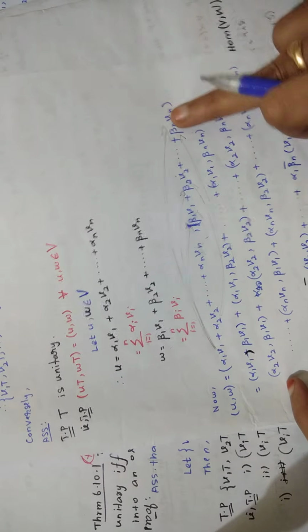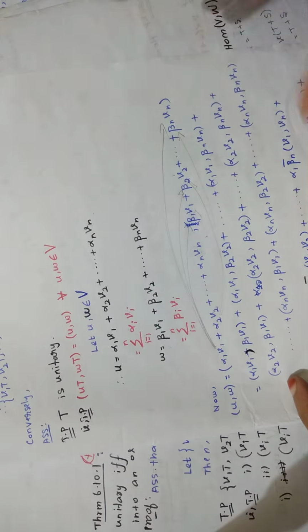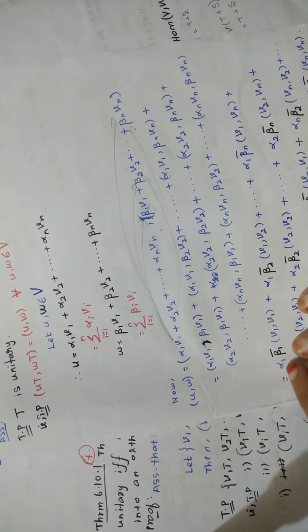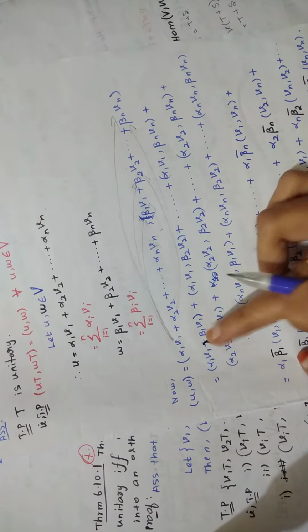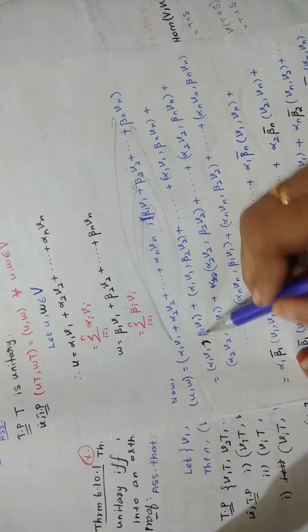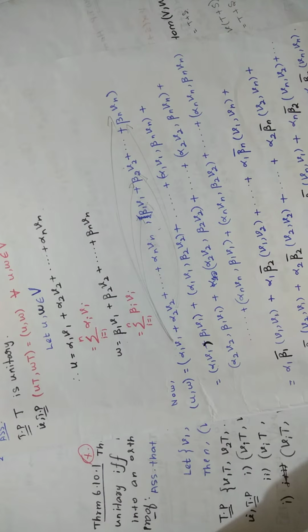Plus alpha n Vn comma beta n Vn. Like that you have to expand this value. After that, what you are doing is, you are bringing from this, look at this, alpha 1 and beta 1 outside that bracket, outside the inner product space.